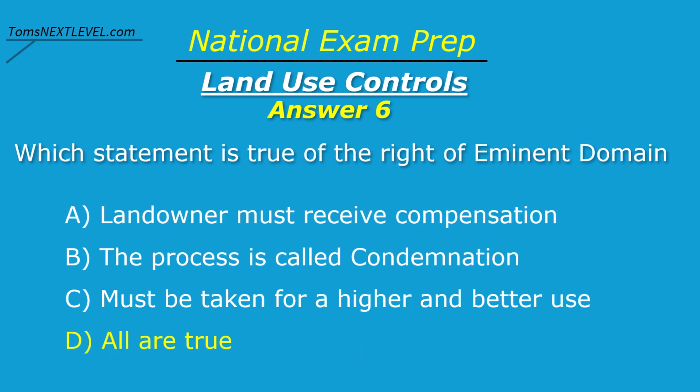Answer to 6 is D. All of these statements are true about eminent domain. Certainly the landowner must be compensated. The process of executing eminent domain is condemnation. Remember that. Eminent domain is the right, condemnation is the process. And the land can only be taken for a higher and better use by the city. So all of those are true.